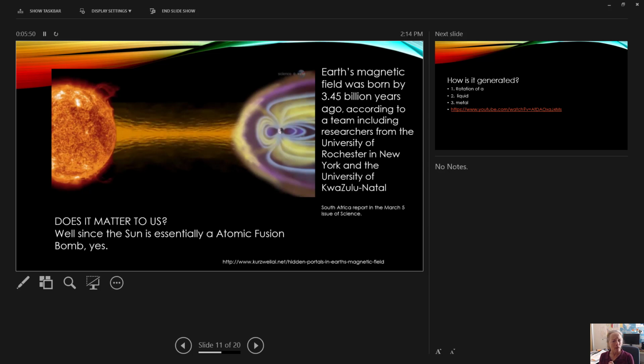So we believe that the Earth's magnetic field formed on this planet approximately 3.45 billion years ago. And that's approximately the same time that life started being fossilized on this planet, that we've found evidence that life became situated on Earth.